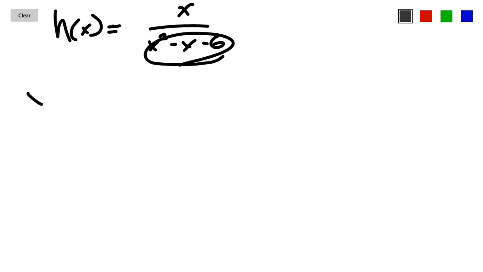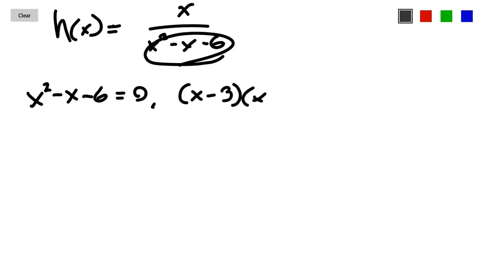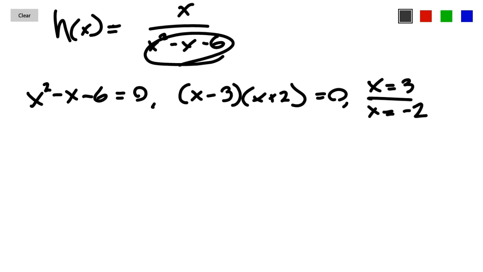So I've got x squared minus x minus 6 is equal to 0. So this one factors into x minus 3 times x plus 2. And then when you go to find the zeros, just set each of the factors equal to 0. You get x is equal to 3 and x is equal to negative 2. So since these are the values that if we plug them into the bottom here, we get a 0, it makes the function undefined. Then the domain is going to be all of the x values that are not these two values.